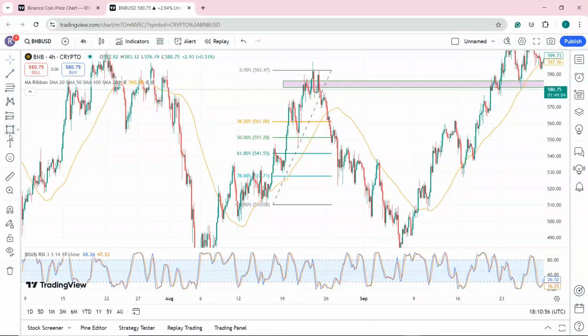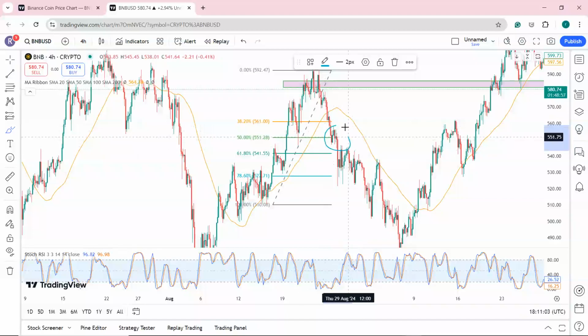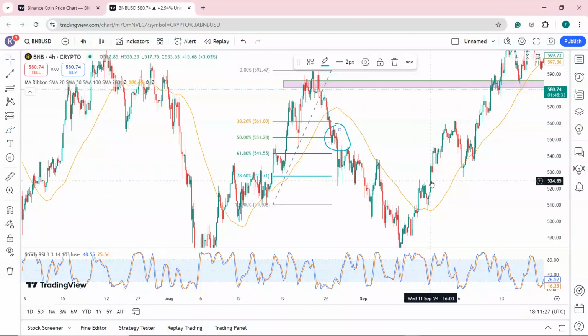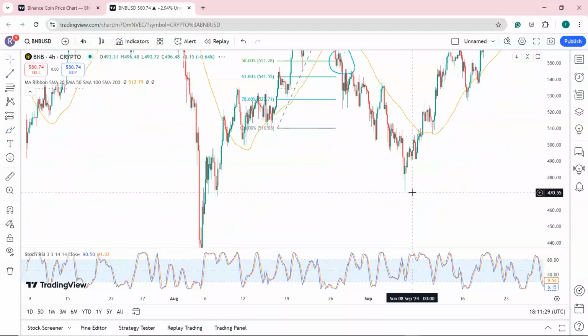Let me draw something there. This is our 50% level. So if you enter this trade at around this level, it will pull back to 50% plus. Then from that level, take a look at it. The moment it pulls back to 50% and this is your entry, you now push it from this level. Look at where it stopped, to this level.